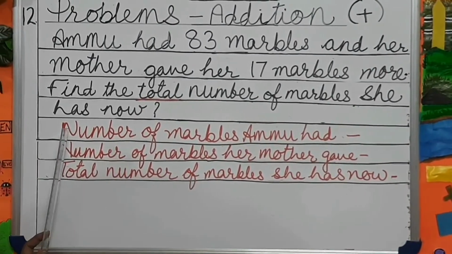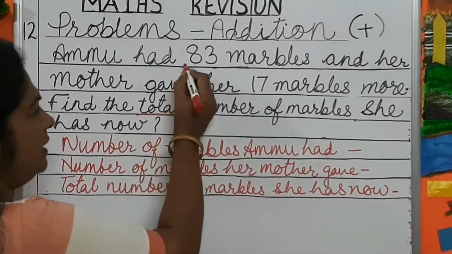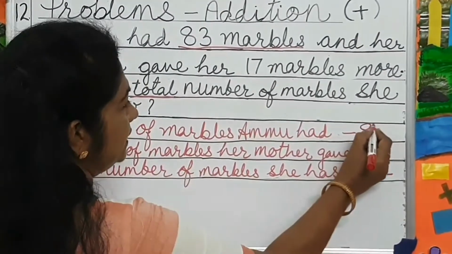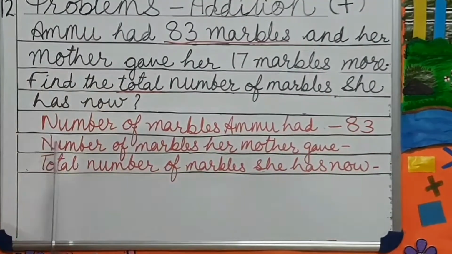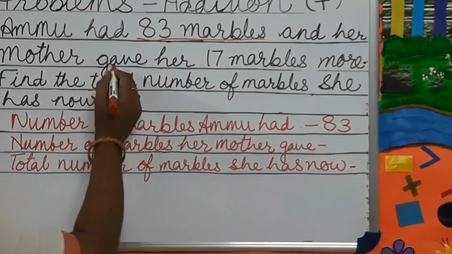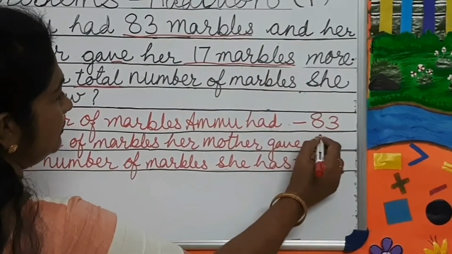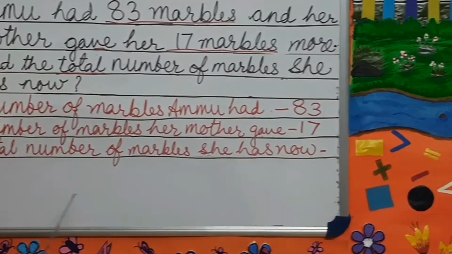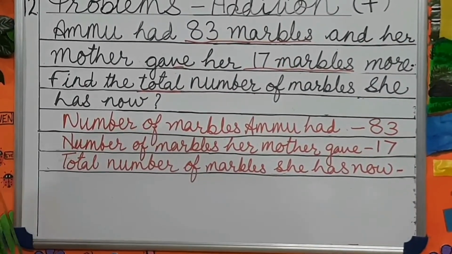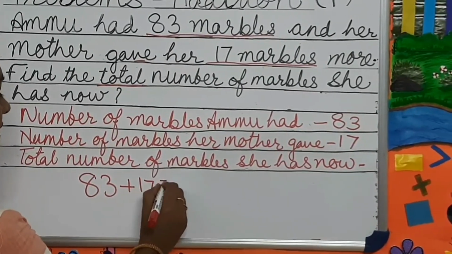The first statement will be number of marbles Ammu had. She had 83 marbles. So you will write here 83. Now second statement, number of marbles her mother gave. Her mother gave her 17 marbles. So you will write here 17. Now we have to find out total number of marbles she has now. That is 83 plus 17 is equal to.